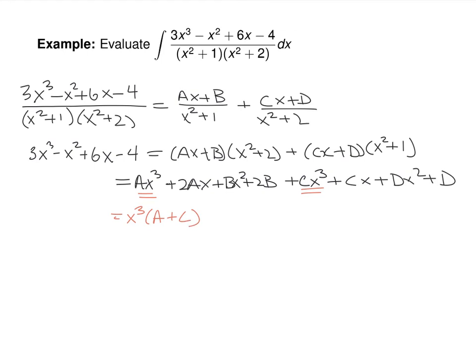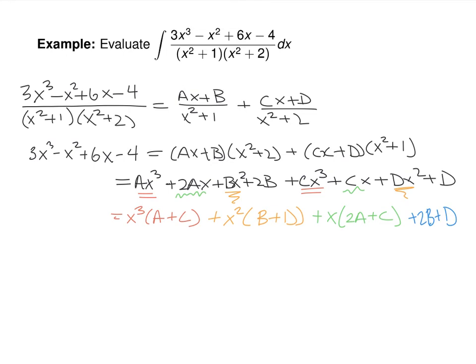Then we have the squareds. So this one and this one, that'll be x squared times b plus d. Then we have the x's. So there, x times 2a plus c. And finally, we have the constants, plus 2b plus d.